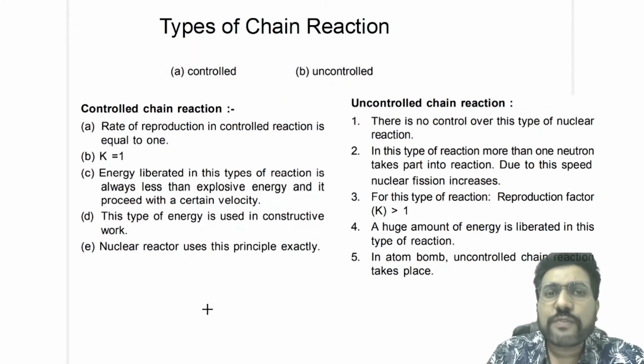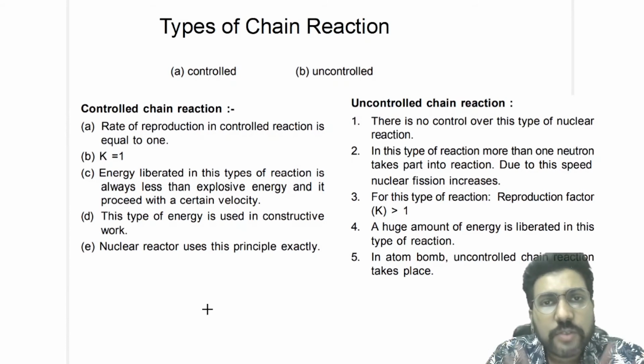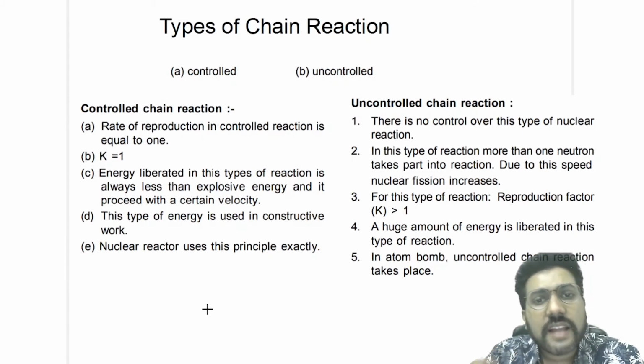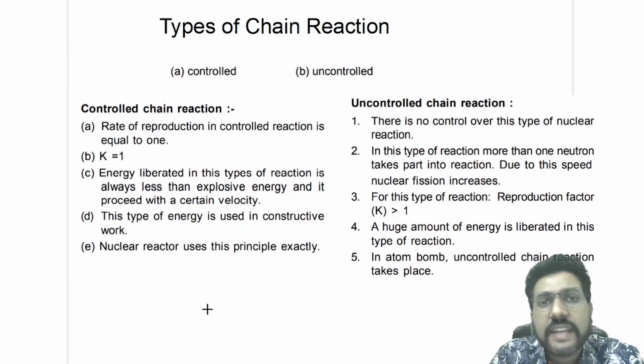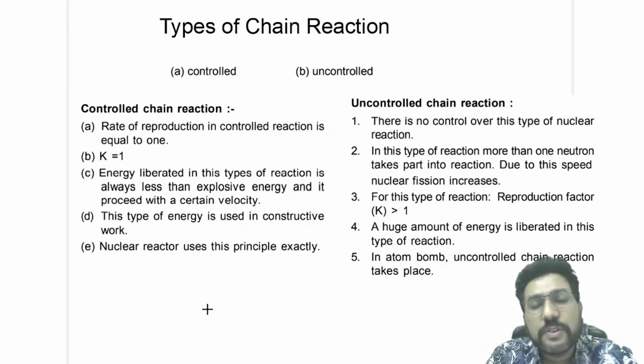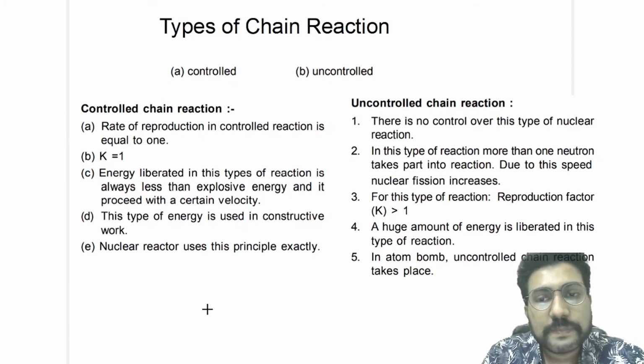Now, types of chain reaction. We have already discussed there can be two types of chain reaction. One is a controlled chain reaction where the value of K is 1, that is, the value of the reproduction or the multiplication factor is 1. Okay, and the other is the uncontrolled reaction where the number of neutrons keeps on increasing because after every reaction the number of neutrons produced is increasing. Okay, so this is an uncontrolled reaction where K is greater than 1. Okay, first let us discuss what is a controlled chain reaction.